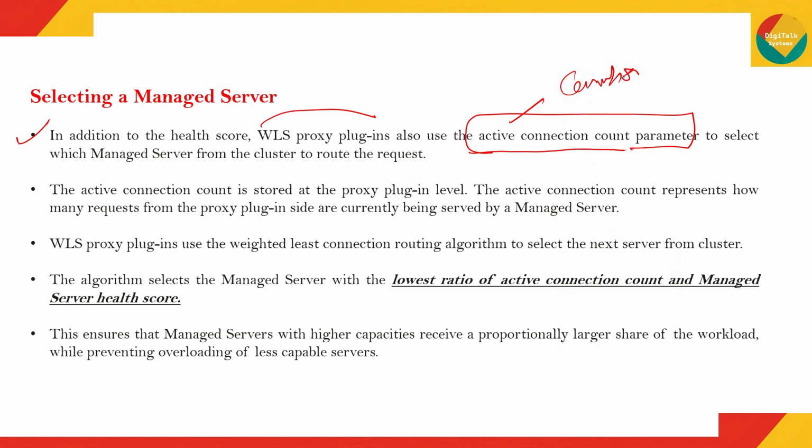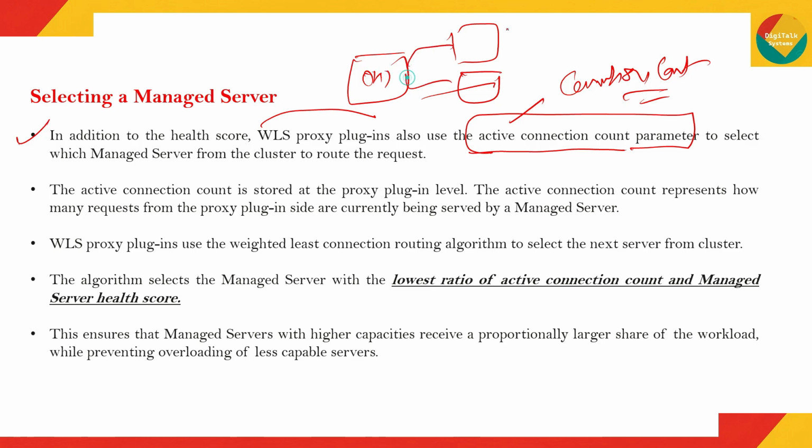How many connections are connected to the backend? Right? So these are the two managed servers on the backend. This is the OHS. So as I said, there could be 50 users connected here, and there could be 100 users connected here. So here we have a lesser number of users. Here we have a high number of users. Right? So the active connection count is stored again at the plugin level.